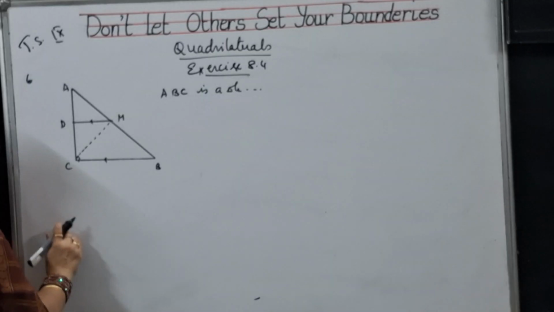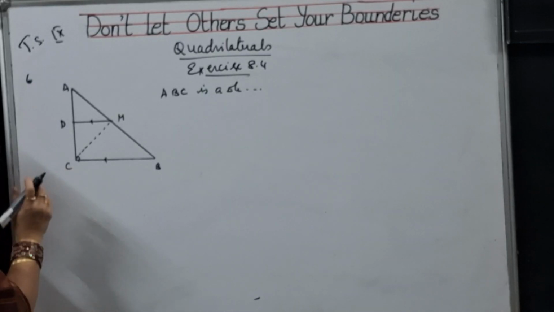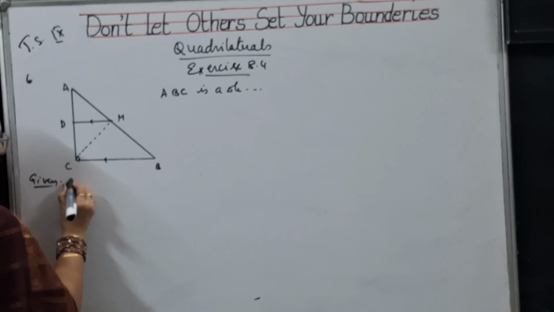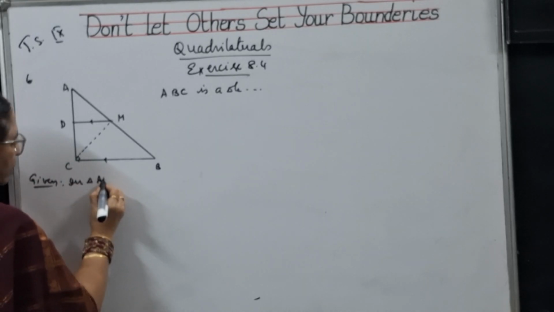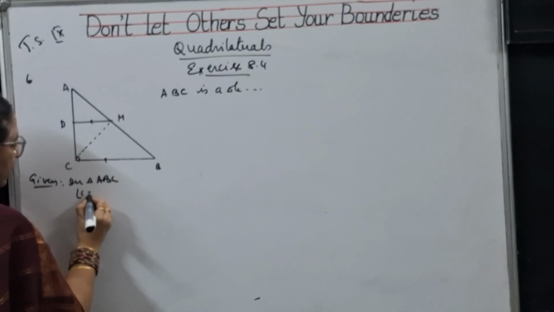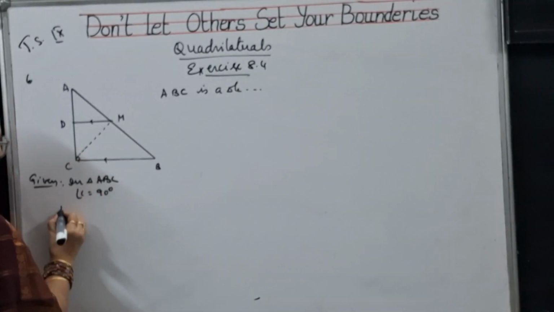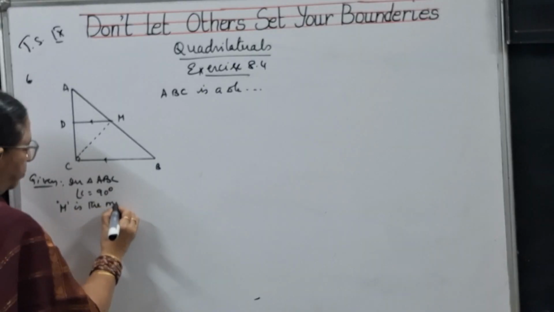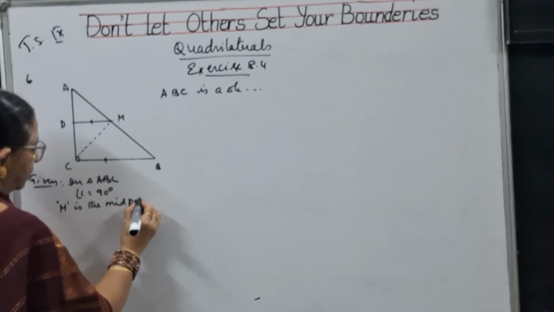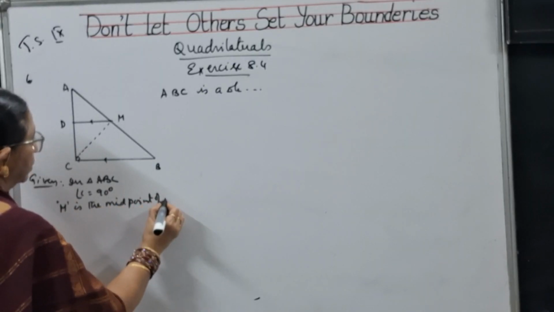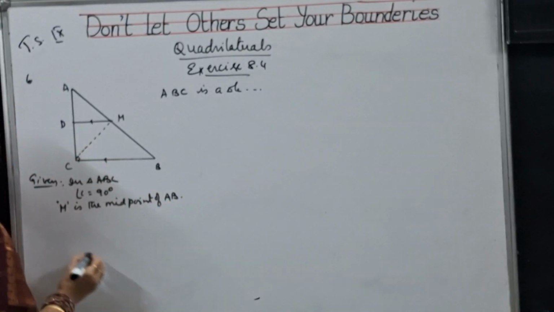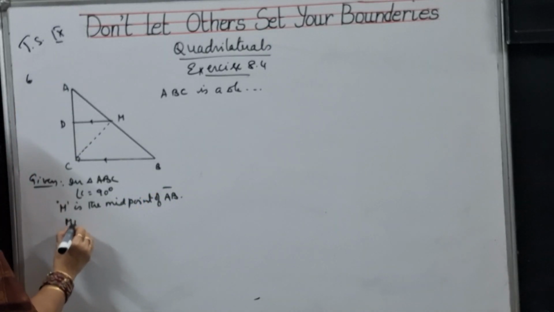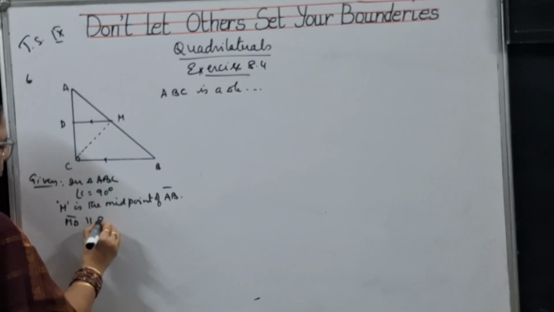So let us see what is given. In triangle ABC, angle C is 90 degrees. M is the midpoint of AB and MD is parallel to BC.